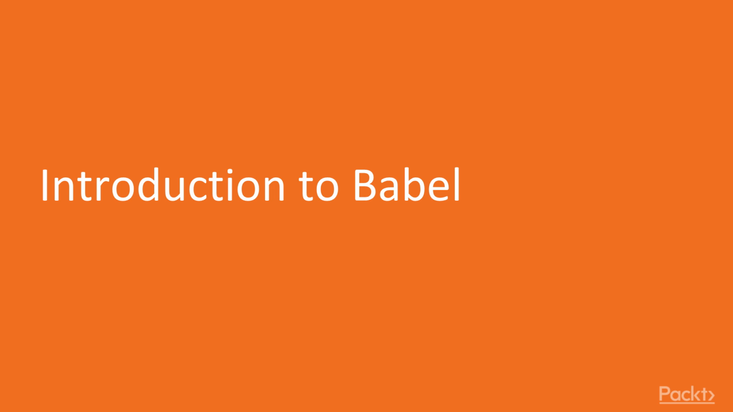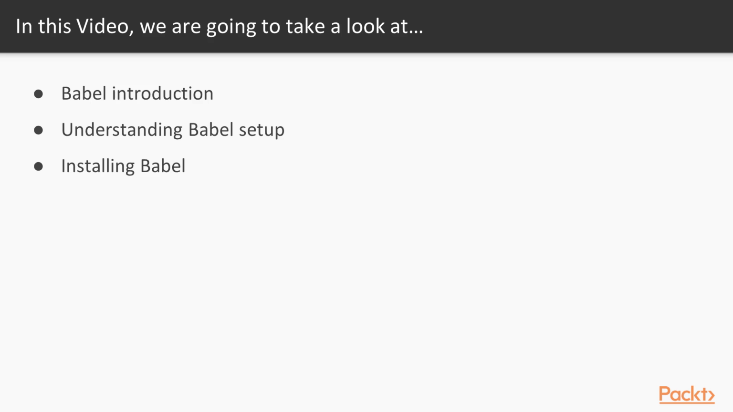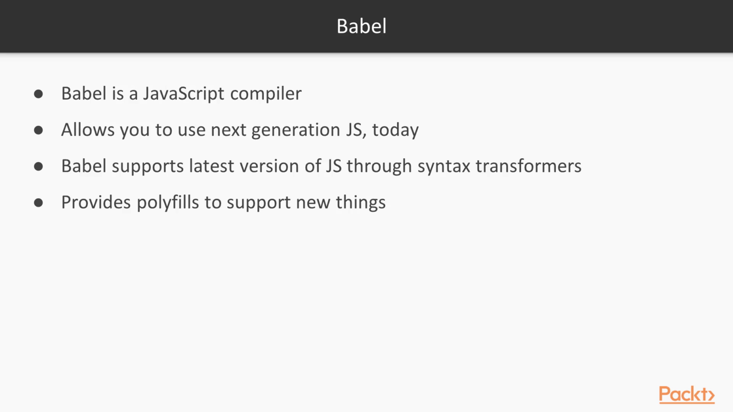In this first video, let's try to understand what is Babel. Some of the things that we will learn in this video are Babel Introduction, understanding the Babel setup itself, and then finally how to install Babel. Well, what is Babel? Babel is a JavaScript compiler. It allows you to use the next generation JavaScript, well, today. It supports the latest version of JavaScript by what we call syntax transformers. It also provides polyfills to support the new things within your code base.